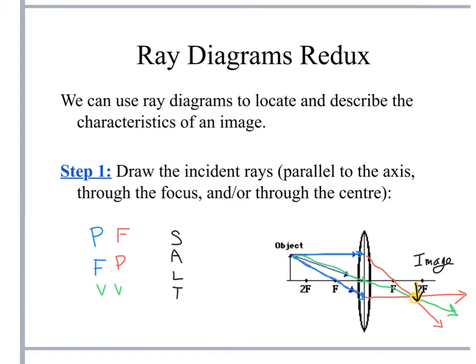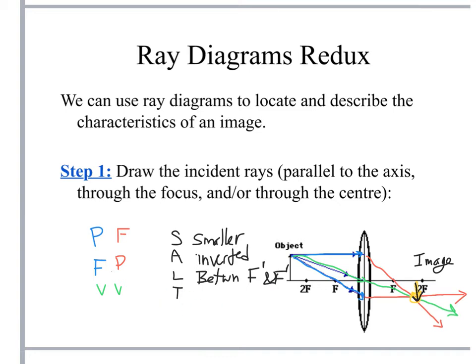then I'm going to say that the size is smaller, just a little. The attitude is inverted. The location is between F and 2F, and I'm going to use a little apostrophe to designate that those are on the right-hand side. And last we have the type.